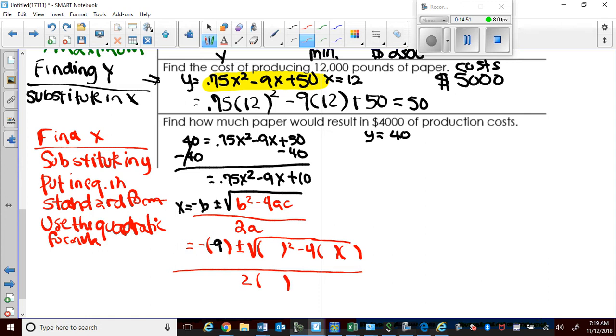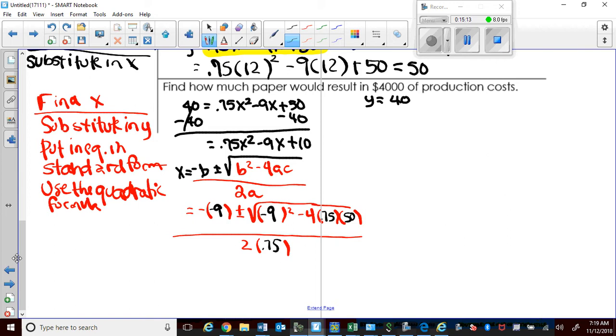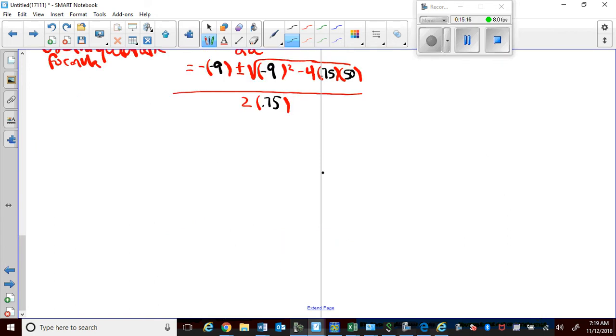Okay, so I'm just going to go back and fill this in here. So b is negative 9 squared minus 4 times 0.75 times 50, and then 2 times 0.75. So I'm going to do this part by part. I'm going to simplify part by part. And so what does that look like? What does that mean? Well, I'm going to highlight the parts that I'm simplifying. So here, inside, and at the bottom.